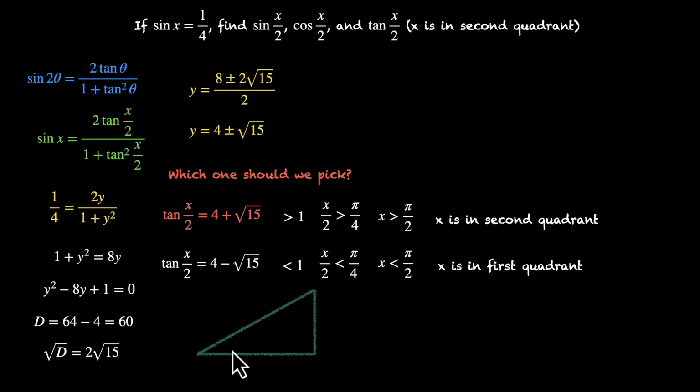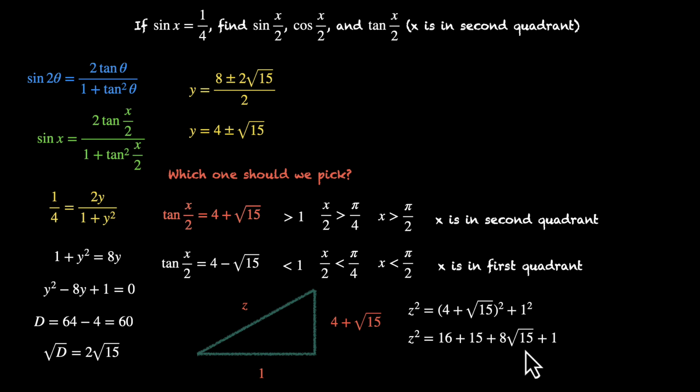Let's assume this angle is x by 2. If tan is 4 plus root 15, this means perpendicular by base is 4 plus root 15. So 4 plus root 15 is our perpendicular and 1 is our base. Let's assume that the hypotenuse is z. Once we have z, we can figure out sine and cos. So let's do that. z square equals 4 plus root 15 square plus 1 square. This gives us z square equals 16 plus 15 plus 2 times 4, 8 root 15, plus 1. So this is 16 plus 16, 32, plus 8 root 15. We can take 8 common. z square equals 8 times 4 plus root 15.